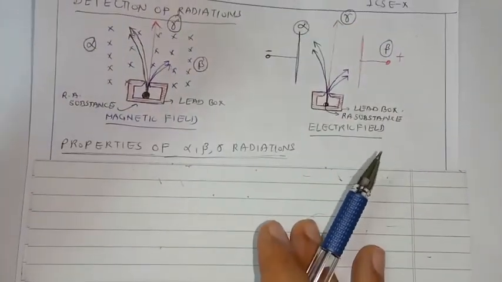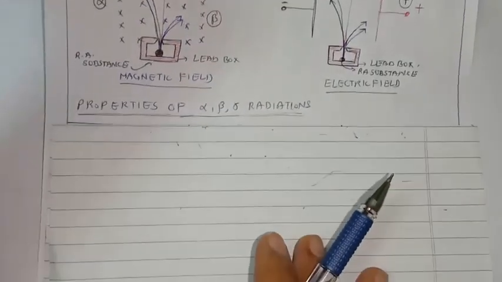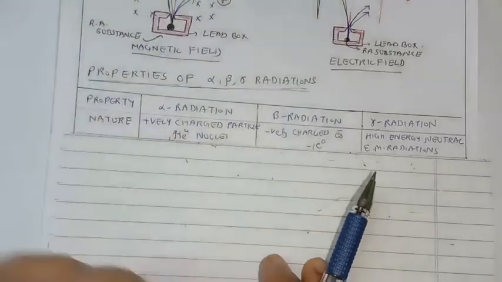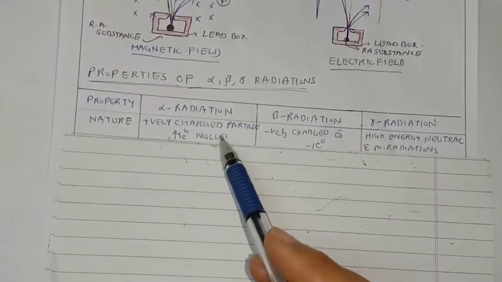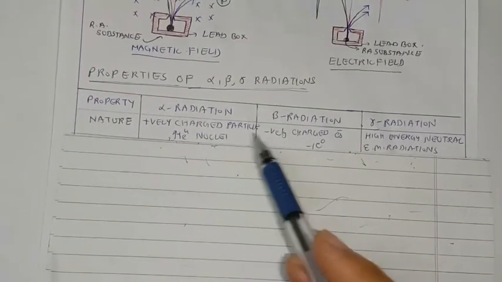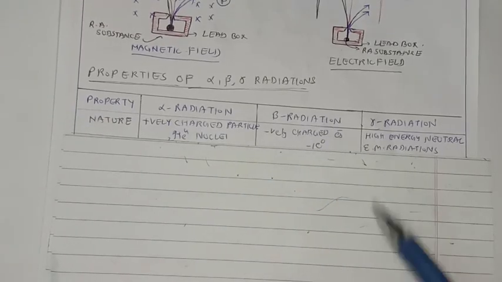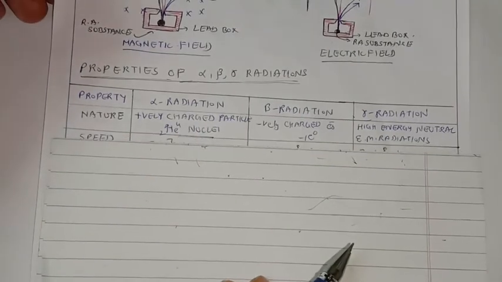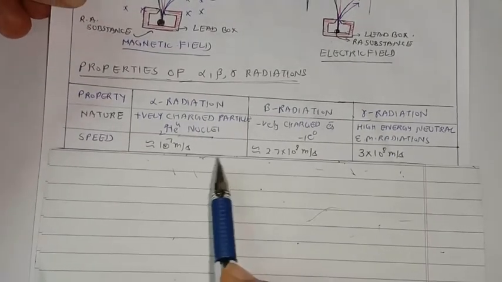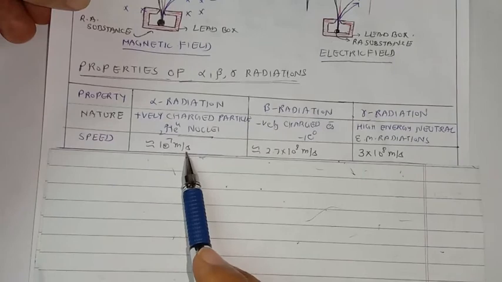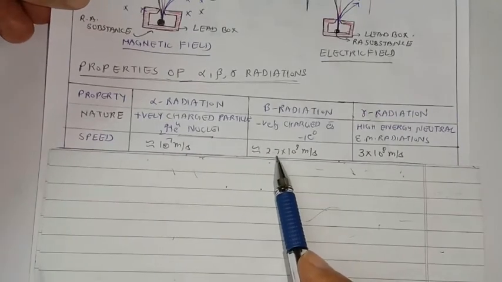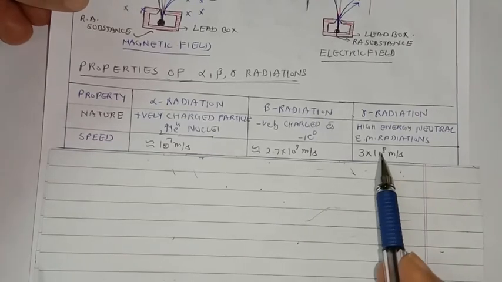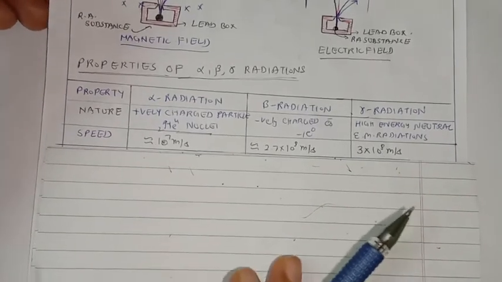Next, properties of alpha, beta and gamma radiation. The properties are very important. First, nature. Alpha radiations, we just know, are positively charged helium nuclei, beta particles are negatively charged electrons, while gamma radiations are neutral electromagnetic radiations. Speed of alpha radiation is of the order of 10⁷ meter per second, beta radiation 2.7 into 10⁸ meter per second, close to the speed of light, but gamma radiations travel with the speed of light.